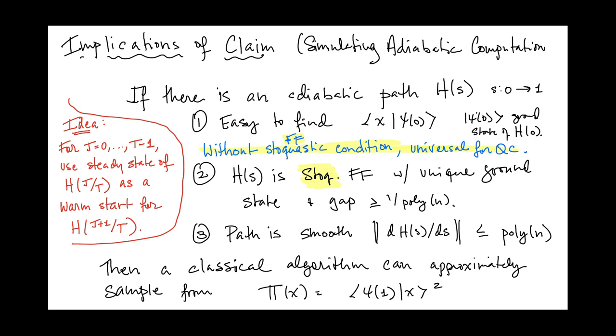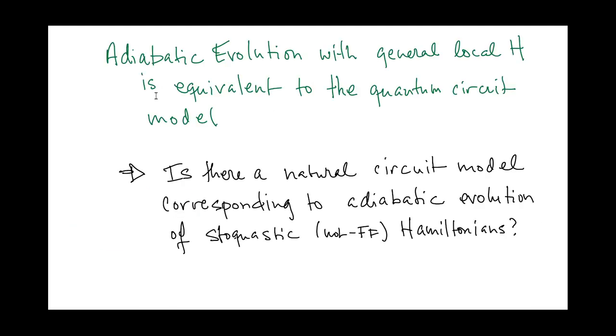But just noticing what this means is that without the stochastic frustration-free condition, this was universal for quantum computing. Okay, so if we could do this for general Hamiltonians, then we have a quantum computer. So this is sort of a stark difference between the two complexities.